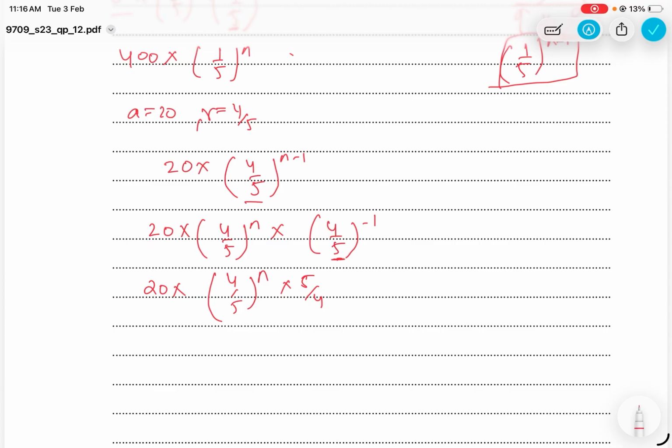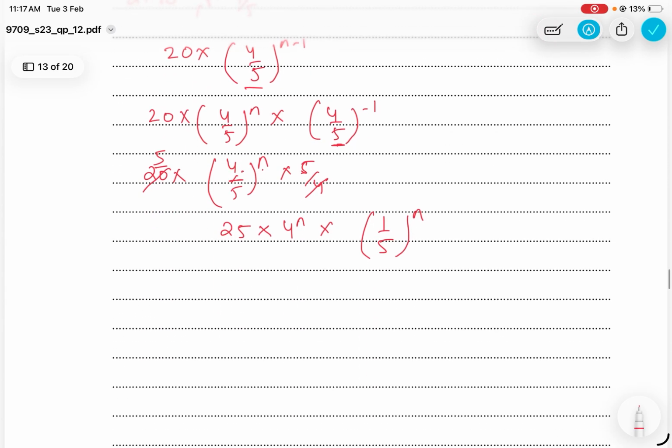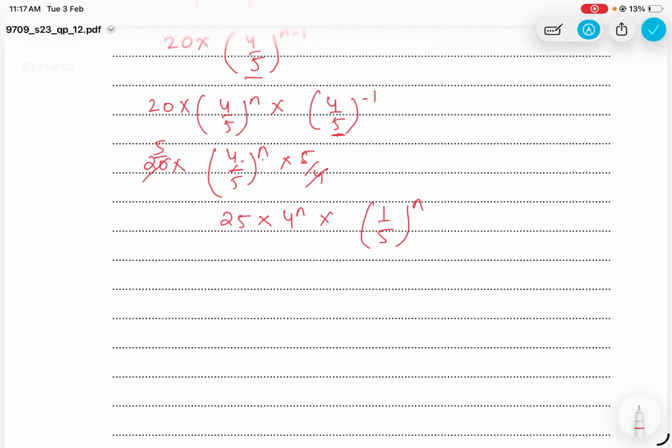Now comes the main step. Now listen. This is 5 times, and 5 times 5 is 25. So we will have 25 times 4 to the power n times 1 by 5 to the power n. Is it true or not? Is it true or not, learners? Yes, it is true.